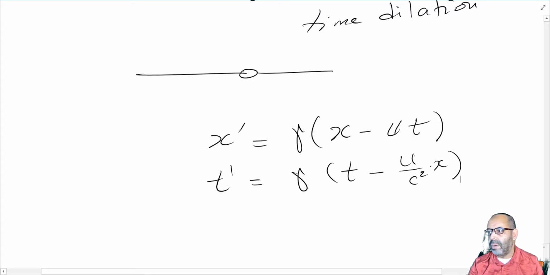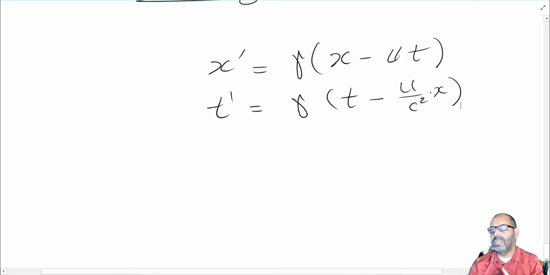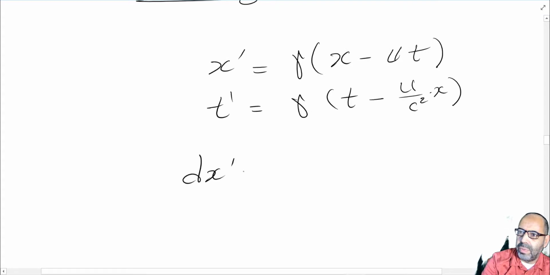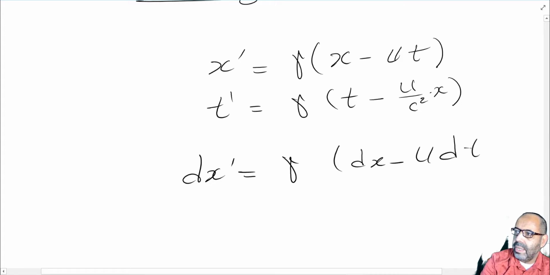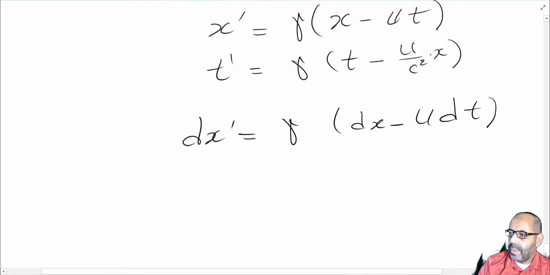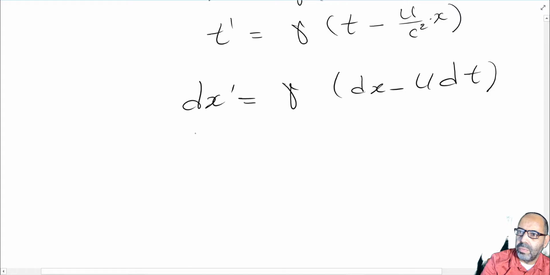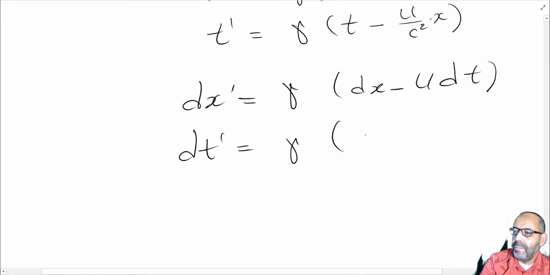So what's going to happen now? Infinitesimal. First of all, the change in position is going to be expressed in differential form: dx prime is equal to gamma times dx minus u dt. And then in the other expression, dt prime is equal to gamma again times dt minus u over c squared times dx.